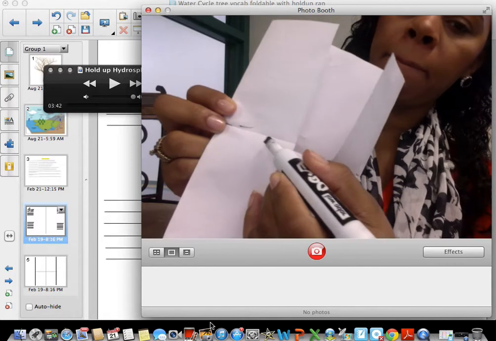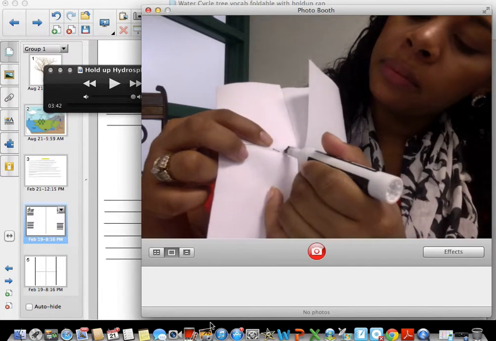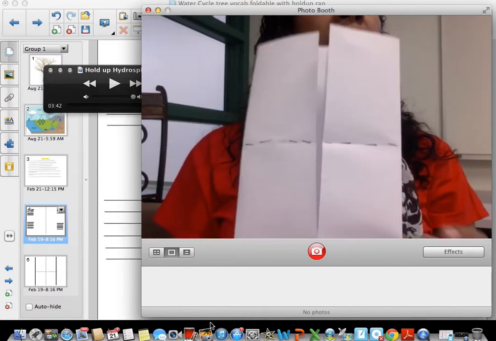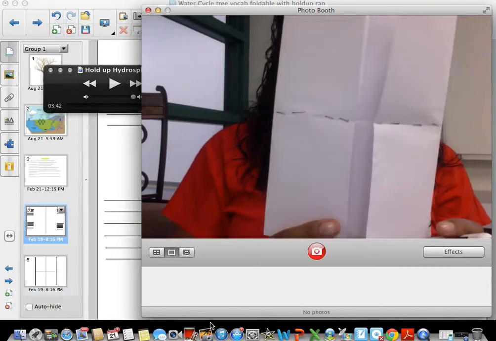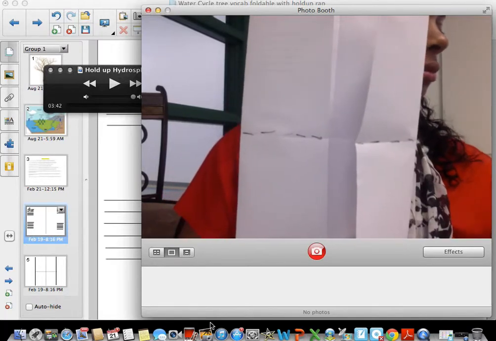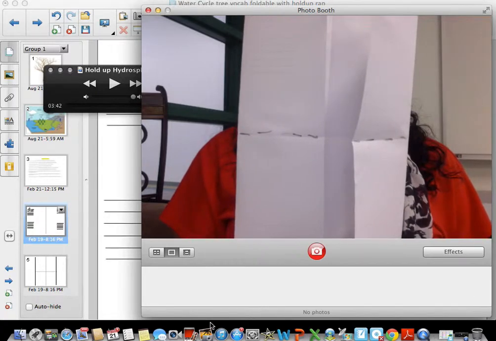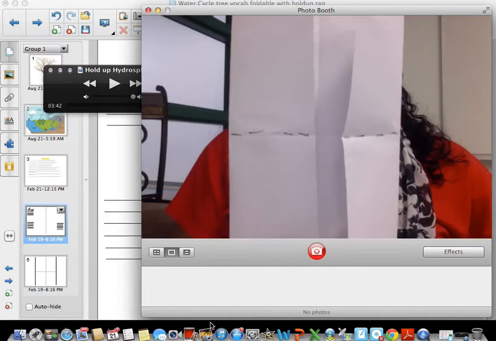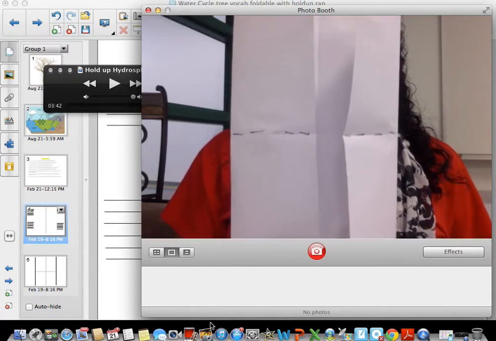Everyone see that? A dotted line along the folds. Samaj, hurry up, honey. Then just give them scissors. Give them scissors.